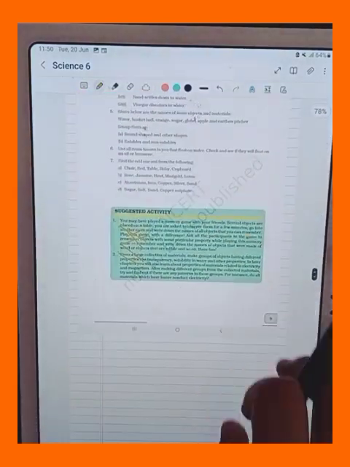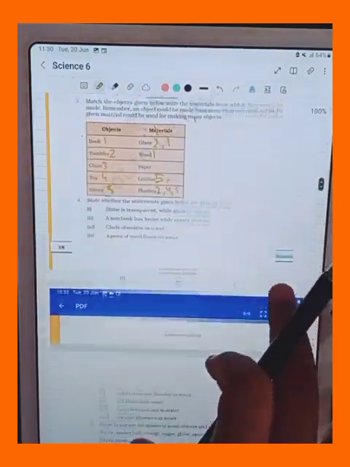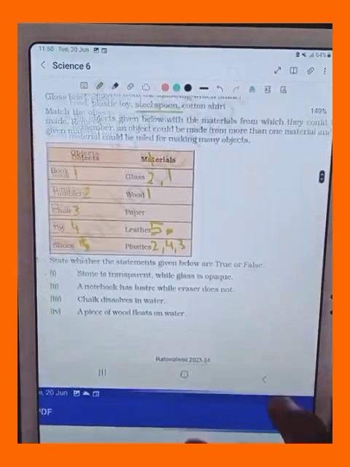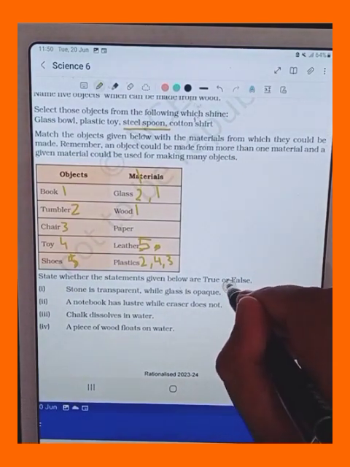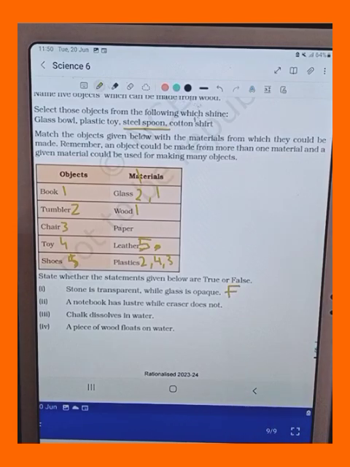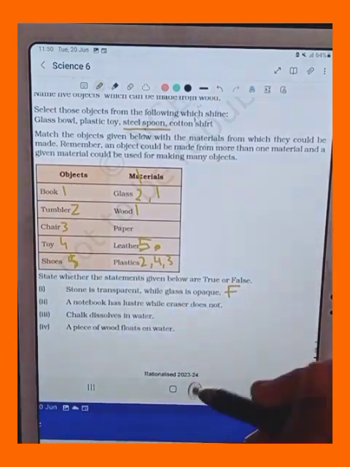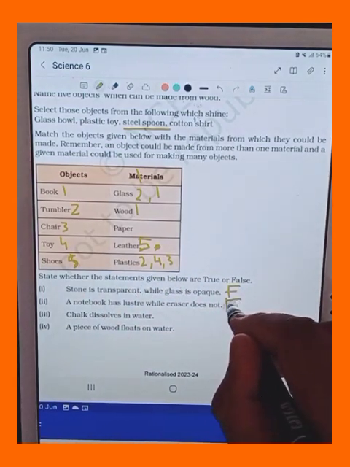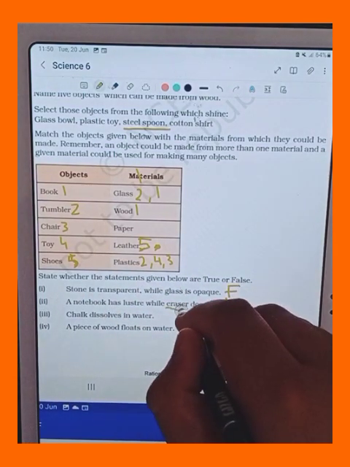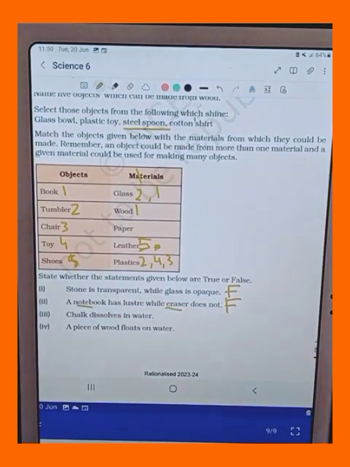This is numbered. Okay, shape of the statement is zero, true and false. Stone is transparent while glass is opaque, so this is false. Notebook is luster while it is not. So luster means shiny. So notebook is not shiny, so it's false. Either eraser is not shiny, either notebook is not shiny. Both are not shiny. Yes.